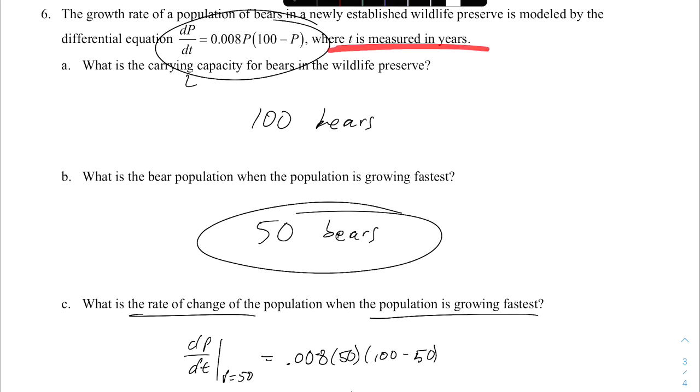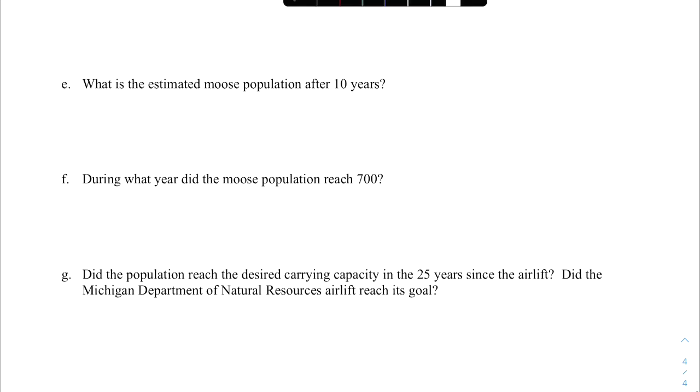because it is saying t is measured in years, right? And P is our population of bears. And this is the change in population over the change in years. So 20 bears per year. Alrighty. And I think this is the last one.